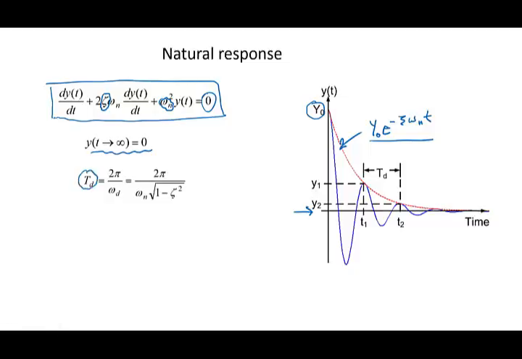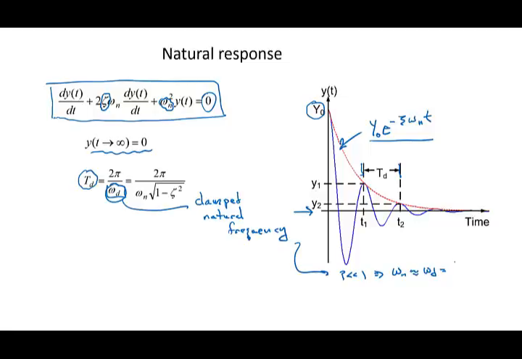Also, Td, which is the damped period, the time between two successive peaks on this curve, is 2 pi over omega sub d, where this is the damped natural frequency. So if we measure this time period, we can determine omega sub d. For a lightly damped system, if zeta is considerably less than 1, then omega sub n is approximately equal to omega sub d, because omega sub d is omega n times the square root of 1 minus zeta squared.